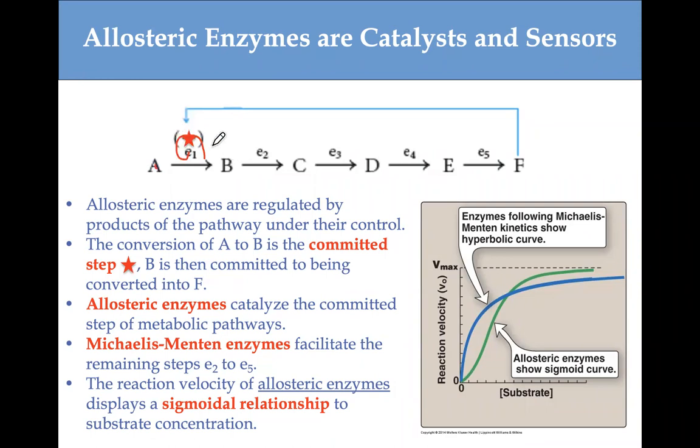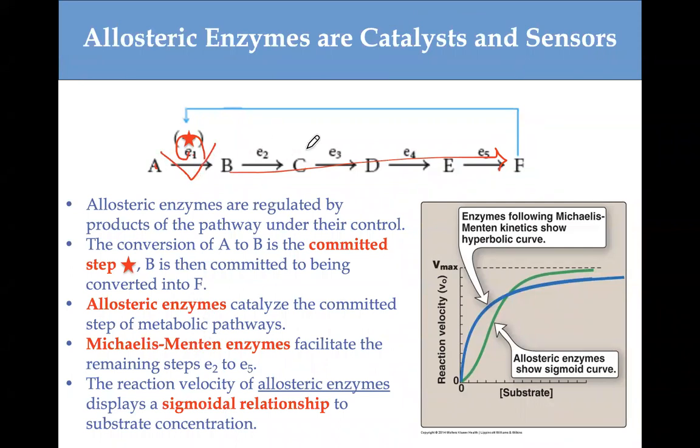After A gets converted to B by the rate-limiting enzyme, there is no way back. It can't reverse back to A. It can't stop at C, and there is no way back. It will go all the way and give us the product F. That's what committed step or rate-limiting step means. And those enzymes that catalyze this step, we call them allosteric enzymes.